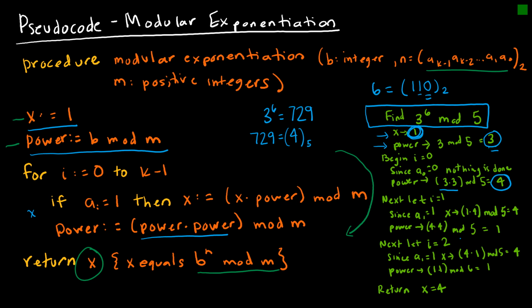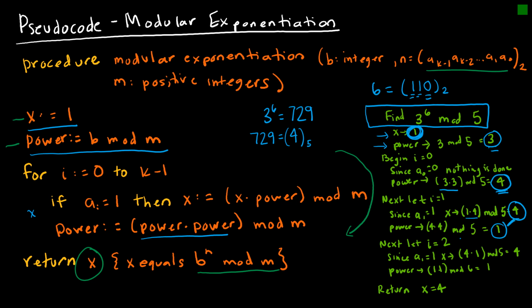So now I look at the next one, and the next one says 1, so since a is 1, x does change, and x is the x that I had before multiplied by the power, which is 4, so 1 times 4, mod 5, which is 4. So my new x is 4. And then my new power is taking my power times my power, mod 5. So 4 times 4 is 16, mod 5, which is 1. So now I've got 4 and 1 for my x and for my power.